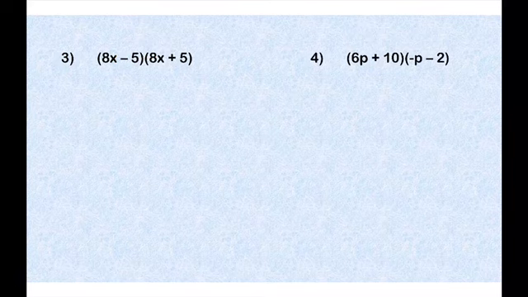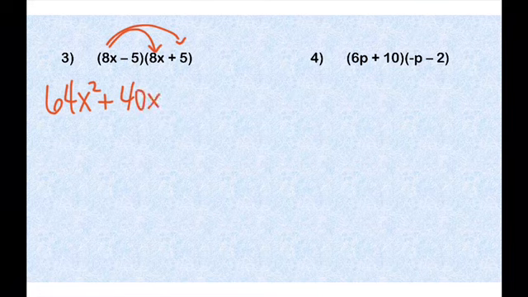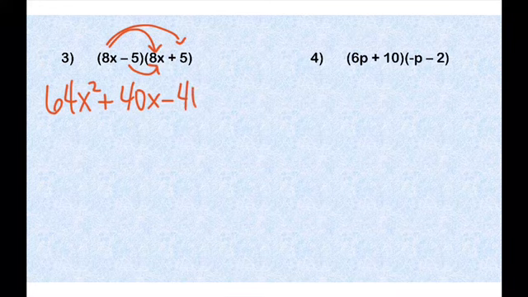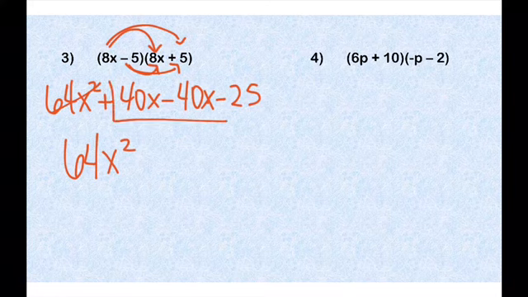Okay, number 3. 8x times 8x is 64x to the second. Remember, we're multiplying. 8x times 5 is 40x. Negative 5 times 8x is negative 40x. And negative 5 times 5 is negative 25. So combining my like terms, I'll have 64x to the second power. 40 minus 40 is 0, gone. And then minus 25.